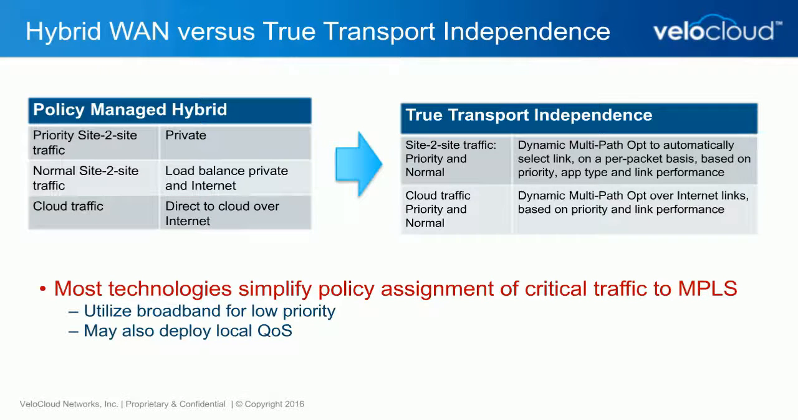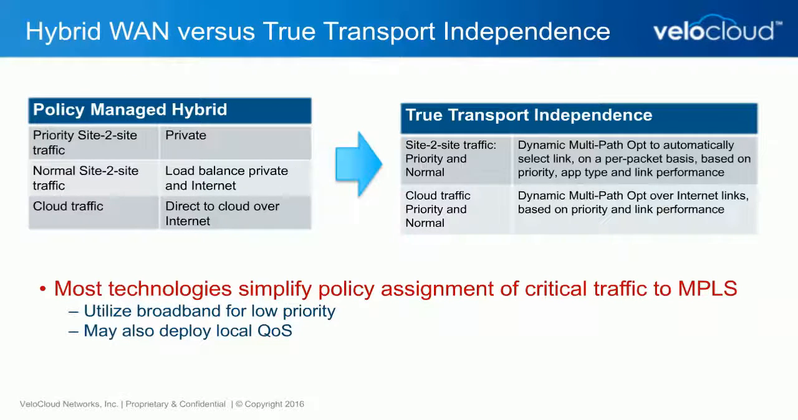So let me give an example of what the policies or usage of links would look like, in the simplified case versus true transport independence. The example on the left is a real-world case study. This was presented at the last WAN summit in New York City. I suspect too often this is what users settle for, short of having true transport independence. And this was presented by a fairly large enterprise customer.